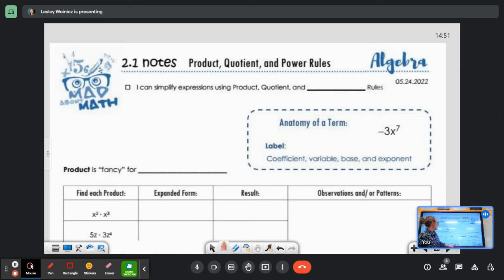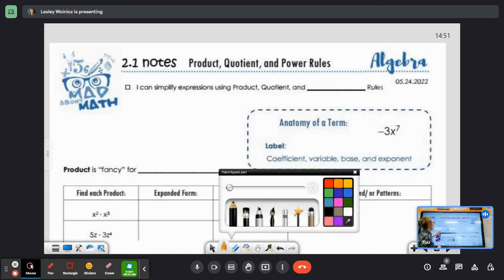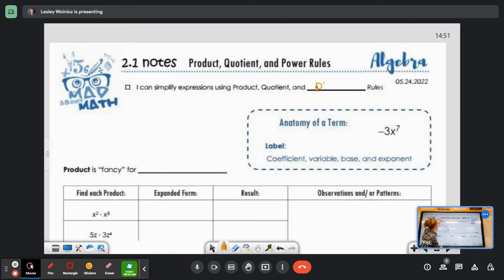Okay, so we are going to simplify expressions today using your product, quotient, and power rules. So first we're going to dissect a term. A term has a bunch of pieces in it.